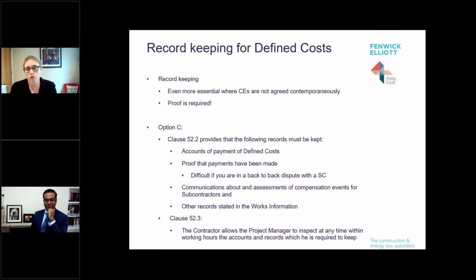And then just moving on, record keeping, as I've said, you need to provide proof. With option C, for example, you have to keep huge numbers of records anyway, including proof of payment, which is often one that takes hours to prove at the end of the day. So just think about all these things and the fact that somebody might be inspecting them at the end of the job.